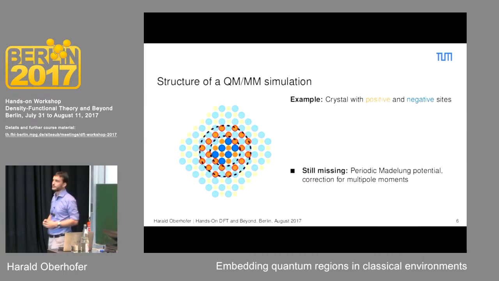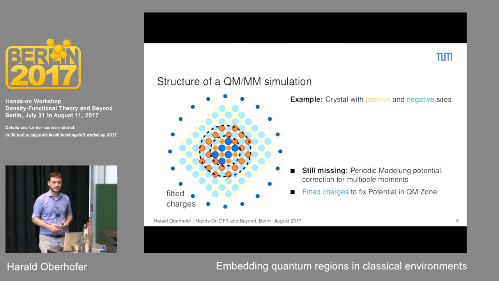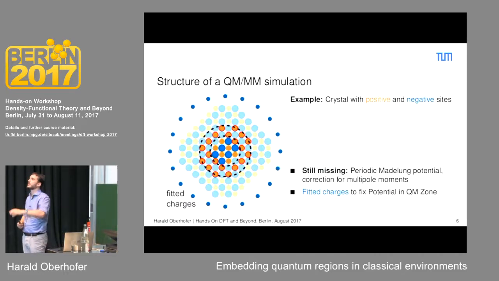So, corrections for the Madelung potential and the multipole moments in ChemShell, and we did not come up with that, that was already in there, this is fixed by fitting charges to the potential of an actual periodic calculation, which are made blue here for a reason. But yeah, the fitted charges are then put on the outside such that in the QM region, the potential of an actual periodic calculation is restored.